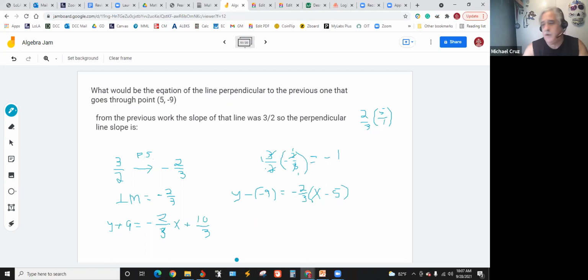Now, what I'm going to do is hurry up and get it done. So we've got a minus 9 to get it in the slope intercept form. And then it's 10 thirds minus 9 over 1. So that's going to be 3 times 9 is 27. See if I can squeeze it in here.